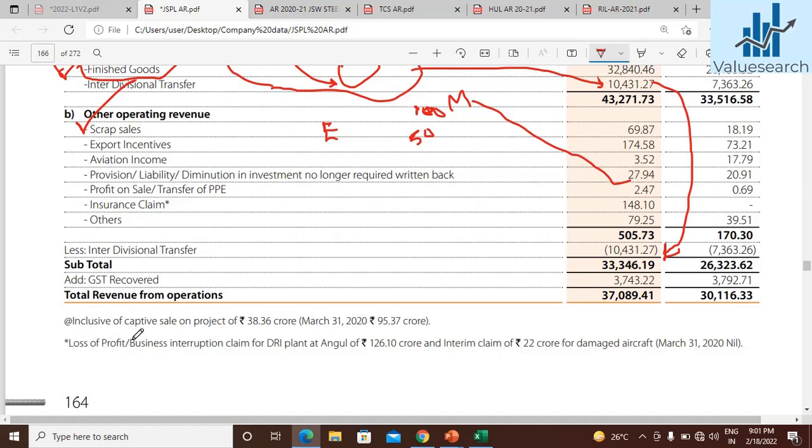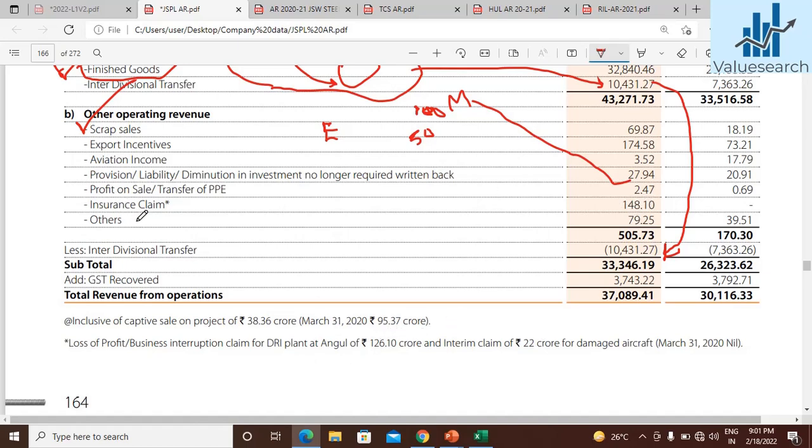Loss of profit or business interruption claim for DRI, meaning direct reduced iron plant, at Angul of rupees 126.10 crore, and interim claim of 22 crore for damaged aircraft. March 31st, 2020, nil. So here there was no insurance claim. This year you can see that they have claimed this money and recovered it from insurance companies. If you just add these figures, you will arrive at this number.